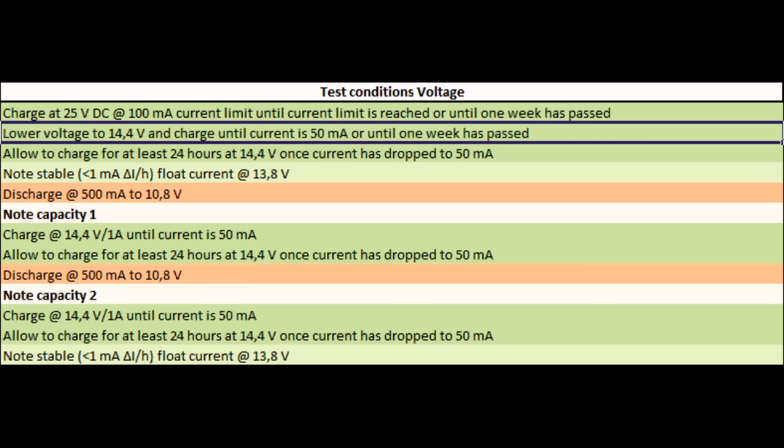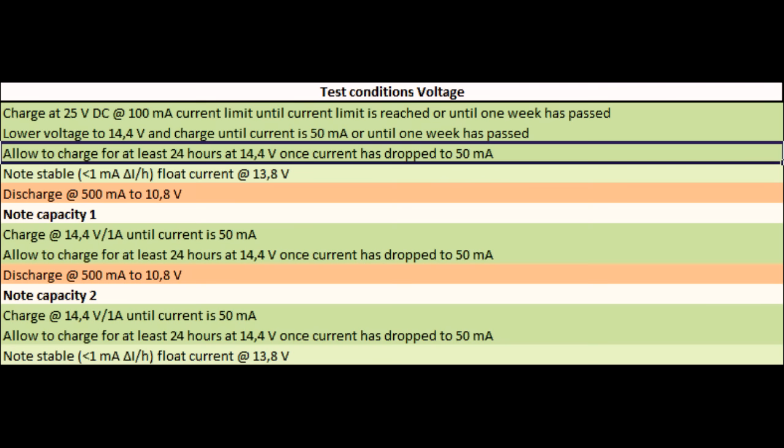Once the current limit is reached, the voltage is going to start dropping naturally. I'm not going to be able to be around 24/7 to monitor this, so for the most part this is going to happen on its own. But once the limit has been reached, I'm going to turn the voltage down to 14.4 volts and allow it to charge until the current consumed by the battery is 50 milliamps. Once the current has dropped to 50 milliamps, the battery will be allowed to charge for at least 24 hours.